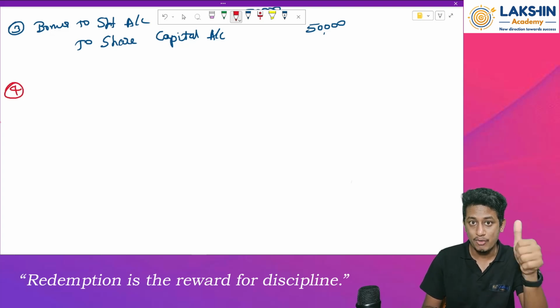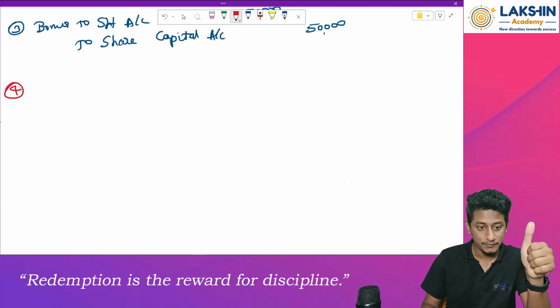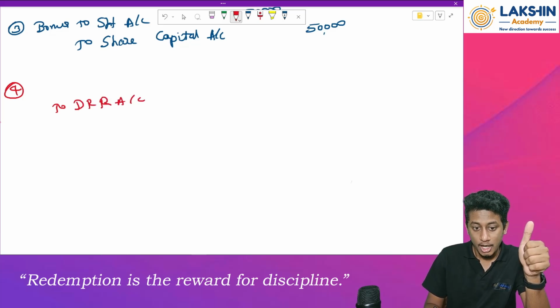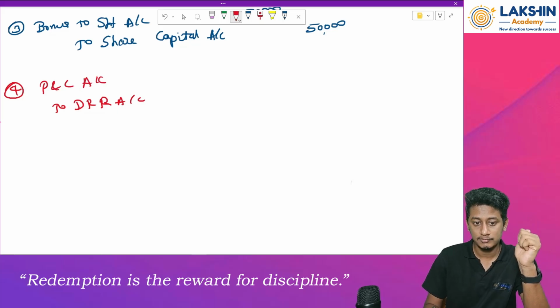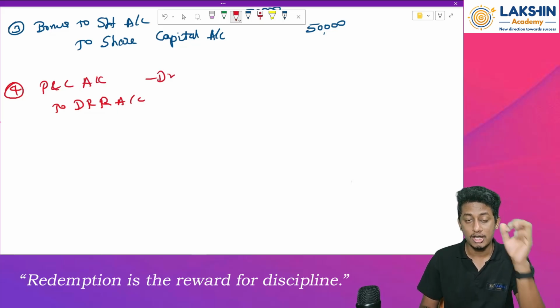So to create DRR, what should I do? To DRR account. From where will this account be created? From the P&L account. Account debited to DRR account. How much is the value?